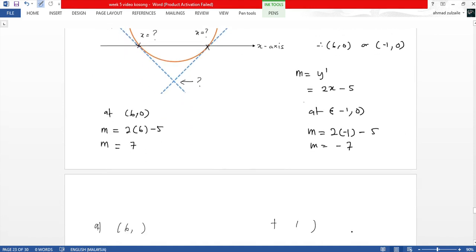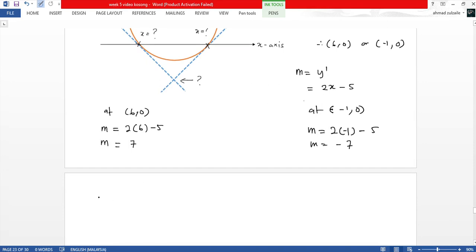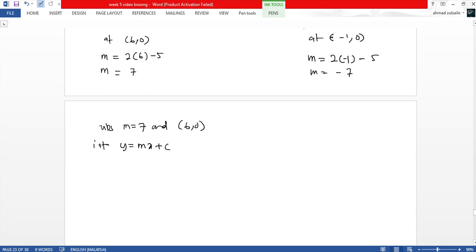So you get two gradients over here. Therefore substitute m equals 7 and the coordinate 6, 0 into y equals mx plus c. The same goes for the second case.